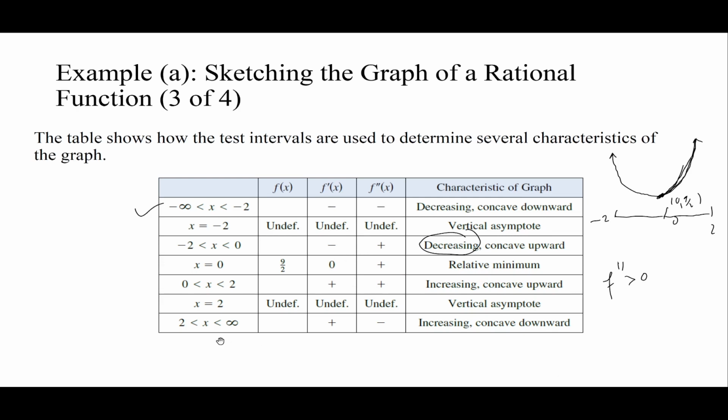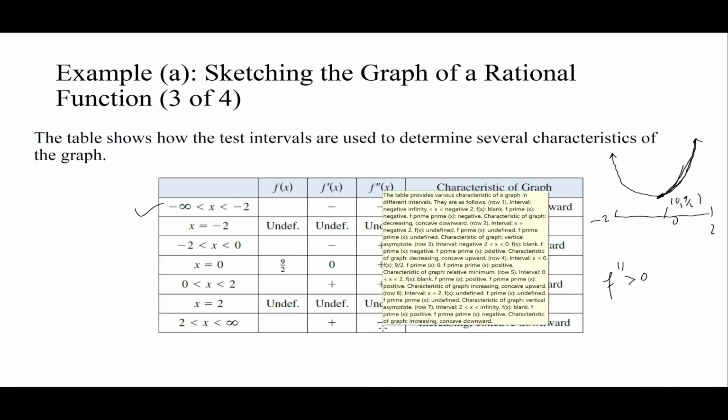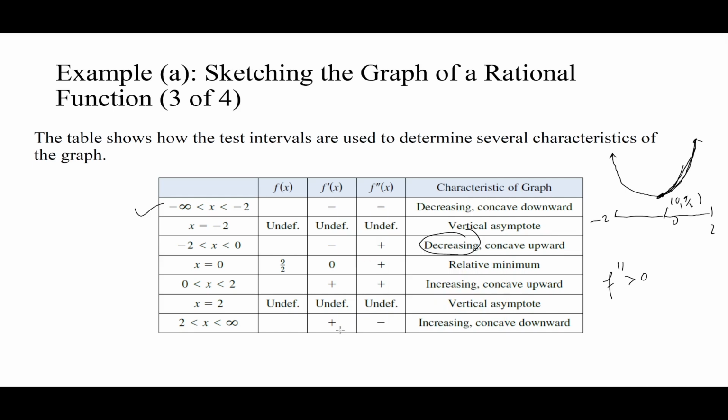Okay, similarly at 2, the function is undefined, so there is a vertical asymptote, and then from 2 to infinity, the first derivative is positive and the second derivative is negative. That means the function is increasing and concave downward. So how is that possible? If you remember, the graph on the left side we drew, it was like this, up to -2, it was like this. Now after +2 to the right side, the graph is increasing but concave downward. So something like this, it's increasing, going up, but concave downward.